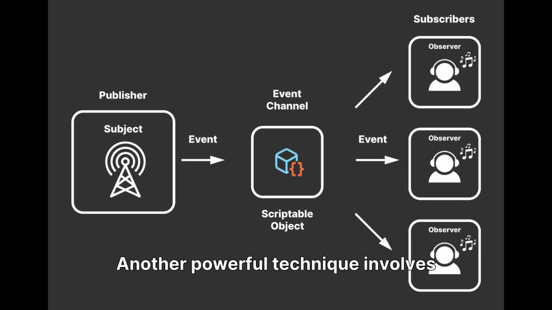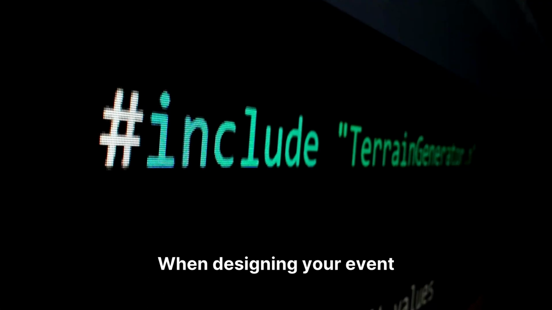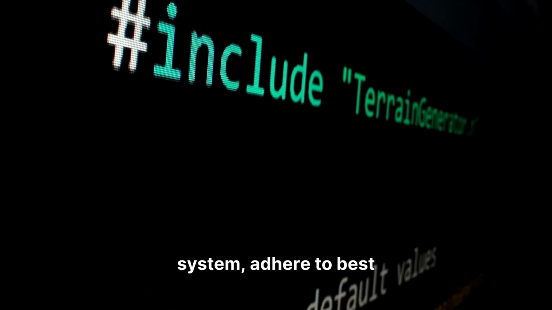Another powerful technique involves using scriptable objects to create more complex and persistent event systems. This allows for event definitions that exist independently of scenes, making them reusable across multiple scenes and providing a centralized, data-driven approach to event management. This enhances project scalability.